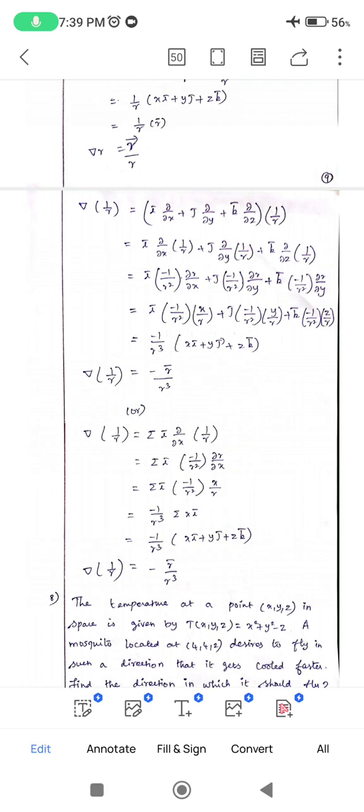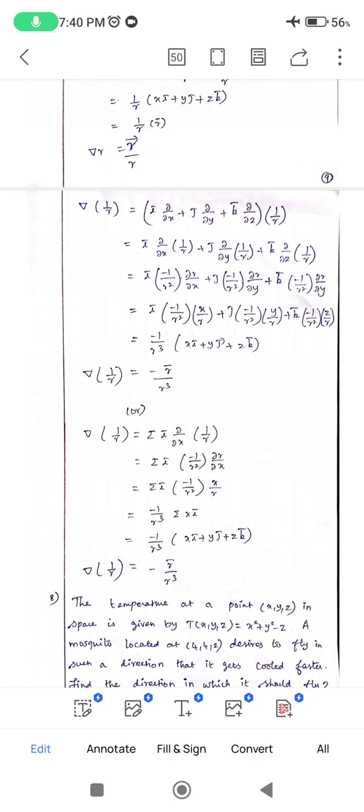Next we have to find del of 1 by r. So del can be written as i into dou by dou x plus j into dou by dou y plus k into dou by dou z into 1 by r. So i into dou by dou x of 1 by r plus j vector into dou by dou y of 1 by r plus k vector into dou by dou z of 1 by r. To differentiate 1 by r, we get minus 1 by r squared into, again differentiating r with respect to x, dou r by dou x. The same in y and z.